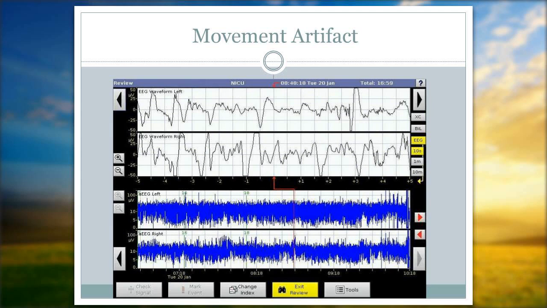A very common artifact is movement. Again, it can be very high voltage, so it can definitely cause changes to your aEEG band. But again, when you go in and you take your red cursor in the review mode and you open it up and you look, you don't see anything that's persisting and rhythmic. You just see noisy movement constantly, just everywhere. Scribbly almost is a good way to describe it.